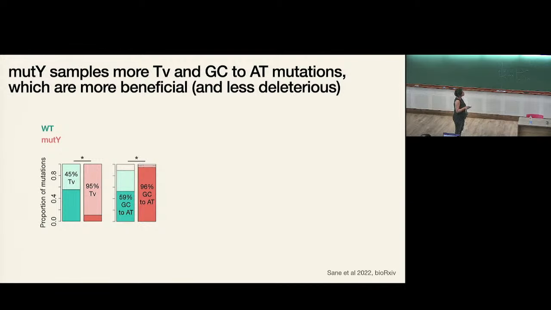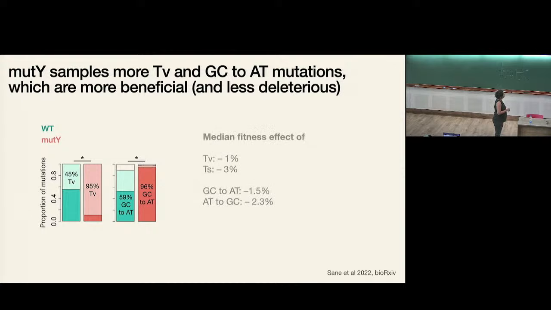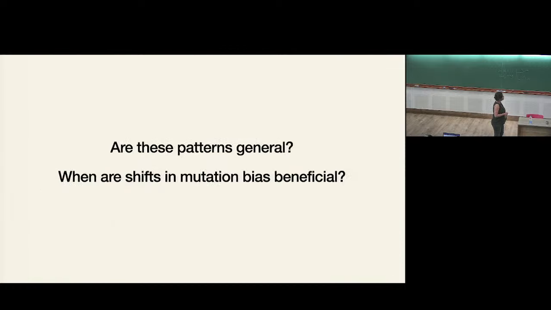I told you before that the MUT1 samples many more transversions as well as GC to AT mutations. That's shown here. The median fitness effect of a transversion is about -1%. In general, remember, mutations are still deleterious on average, and transitions are a little bit more deleterious, with a 3% fitness decline. Some similar differences are observed for these classes of mutations as well.